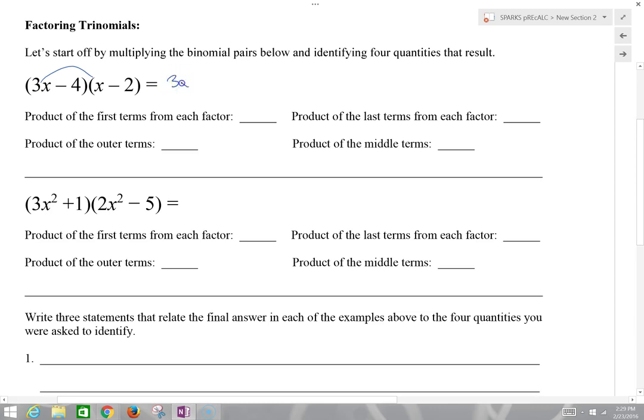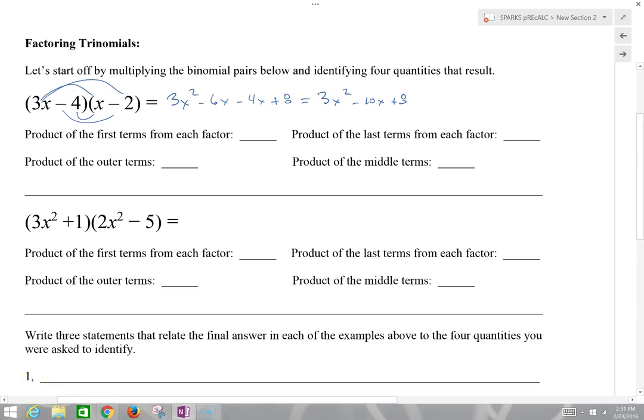We have 3x times x, which is 3x squared. And then outside, so then you've got negative 6x. Inside, negative 4x. And then, last, we get positive 8, which we can simplify by adding like terms. 3x squared minus 10x plus 8 would be that completely simplified.